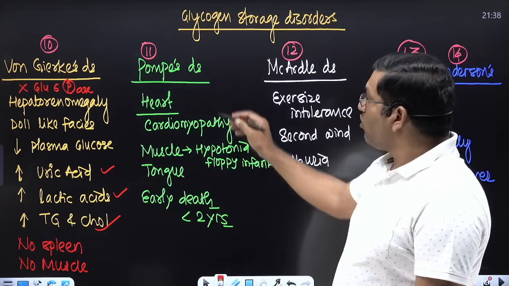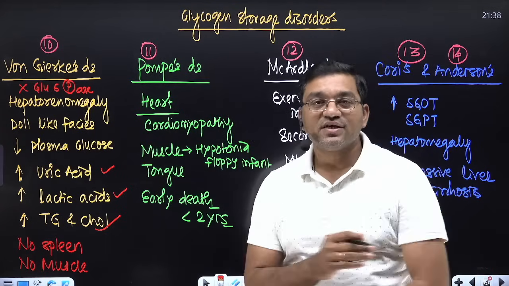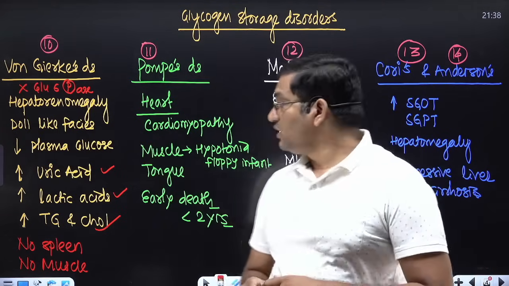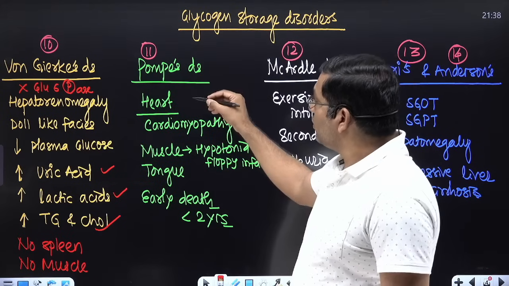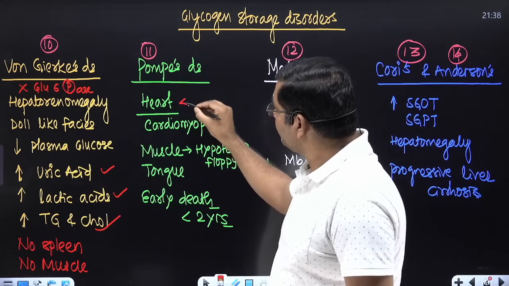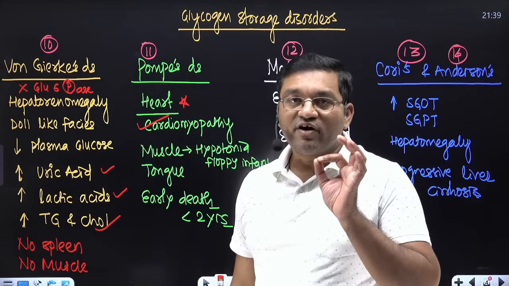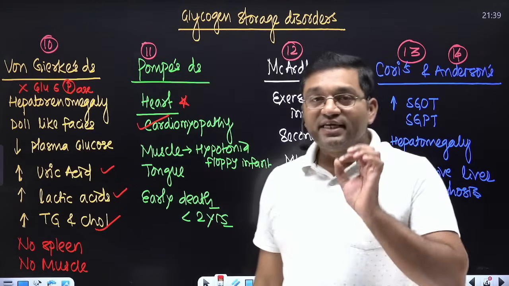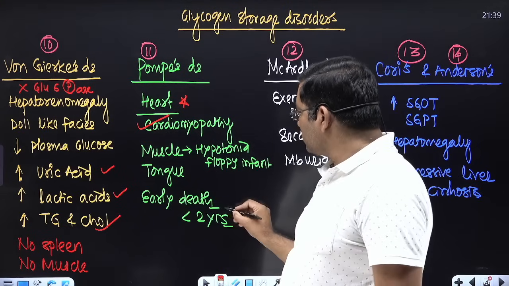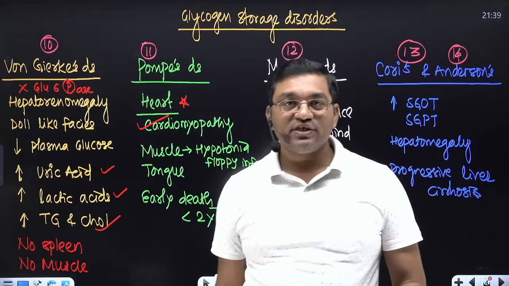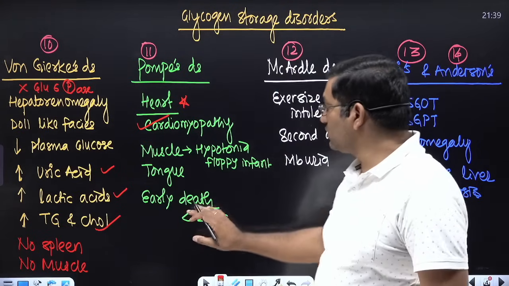Okay. Pompe's disease is a muscle glycogen storage disorder in which muscle is involved. Also mainly the heart is involved, with cardiomyopathy. Because of involvement of the heart and heart failure, death at an early age occurs, near about 18 months to 2 years of age. Death of the child occurs.